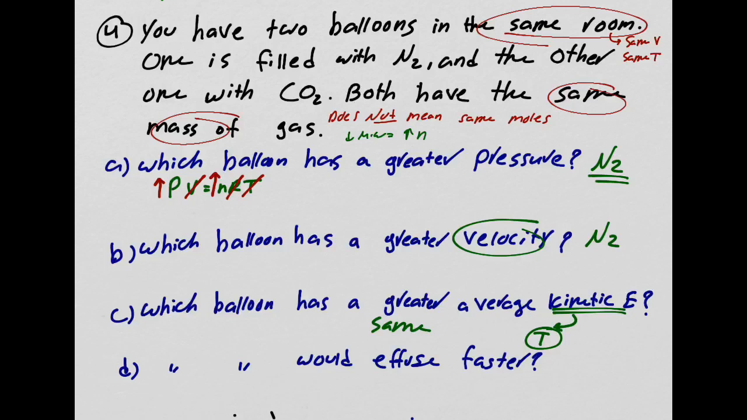Which balloon effused faster? It's the same thing. Diffusion, velocity. The lighter guy can run around faster. You run around faster, you find a hole faster to get out, right? So the lighter atom will have a faster effusion. Lighter walks around faster and can find a hole. So far so good? Are you ready for the next one? Let's do this.